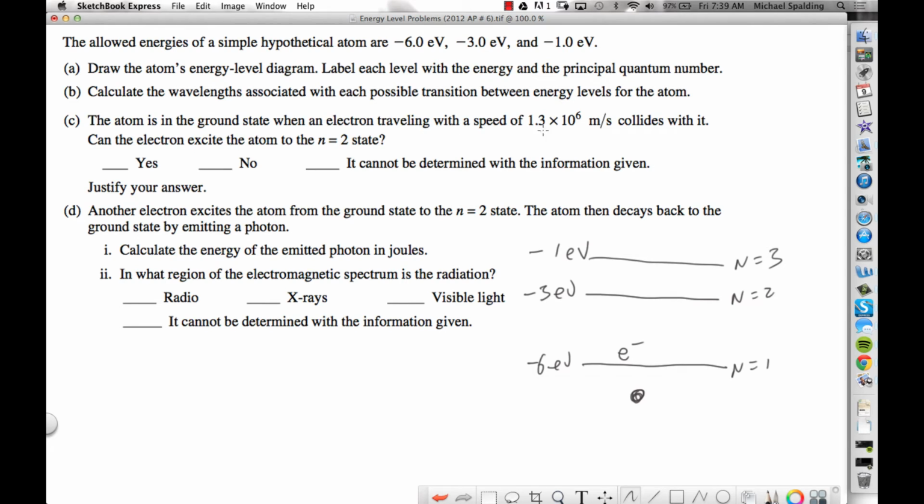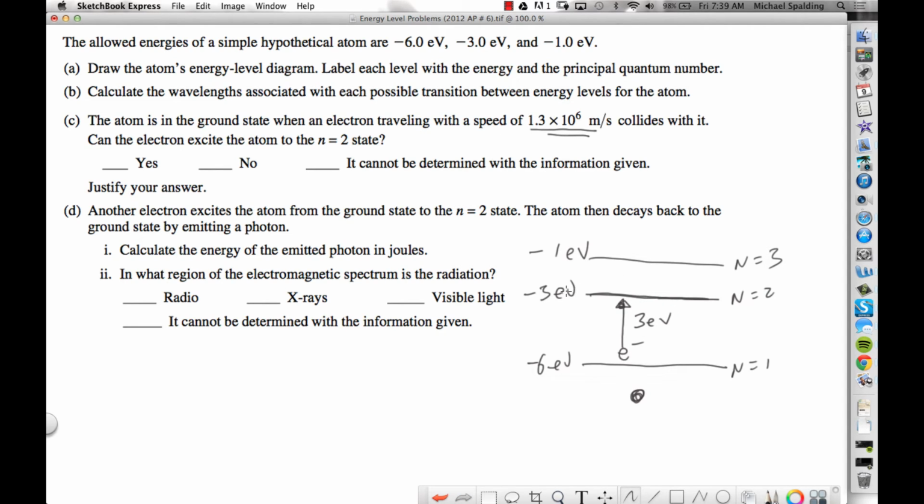When an electron traveling with a speed of this collides with it, can the electron be excited to n equals 2? How much energy would be required to boost this electron up to n equals 2? Well, -6 and -3. We would need 3 electron volts. So let's see if we have it.